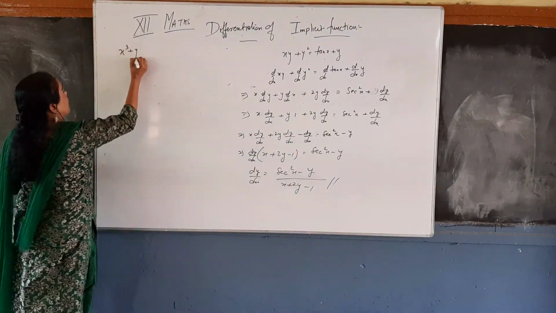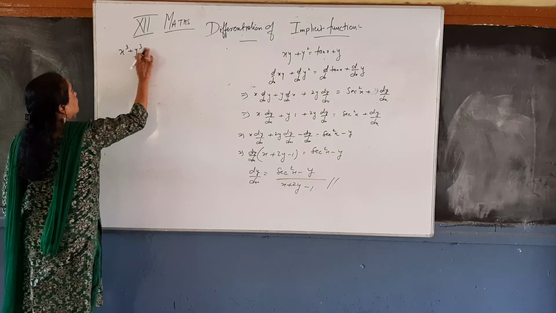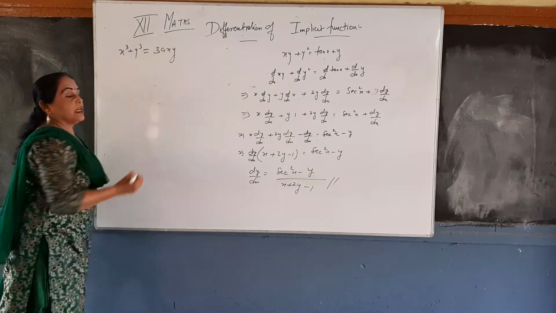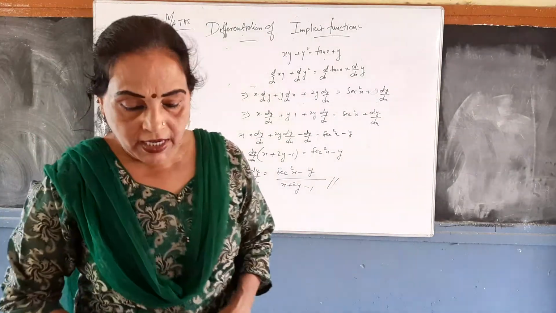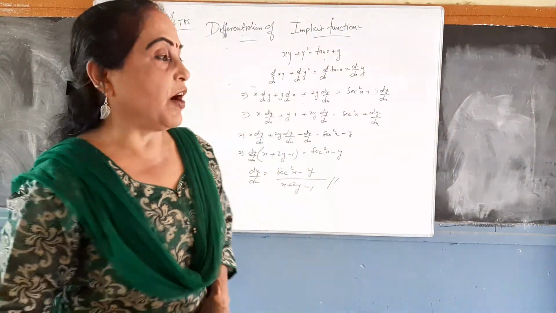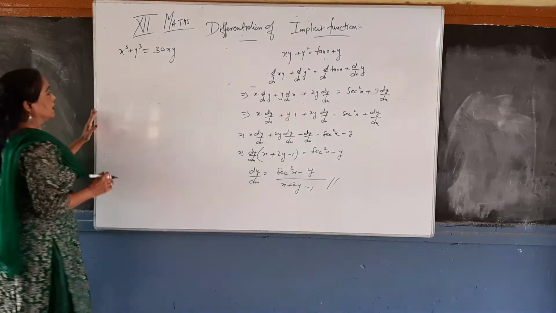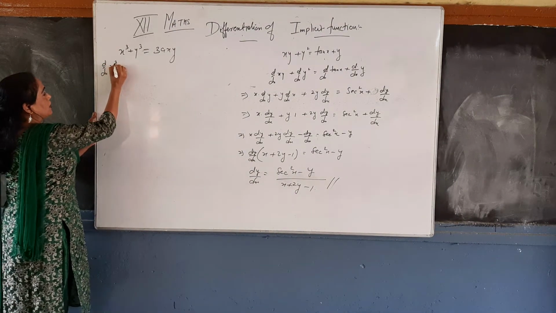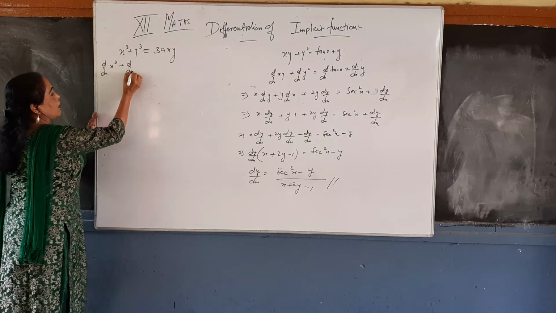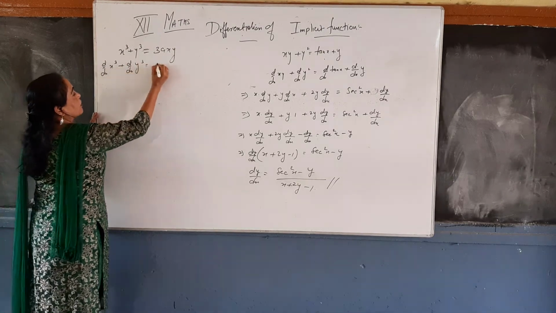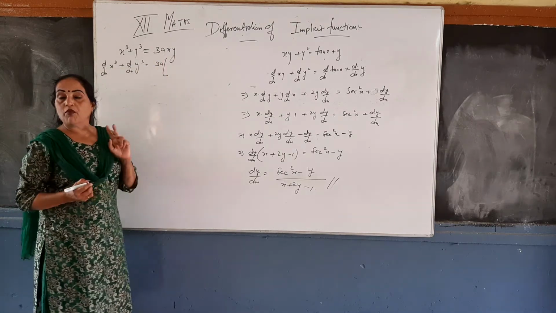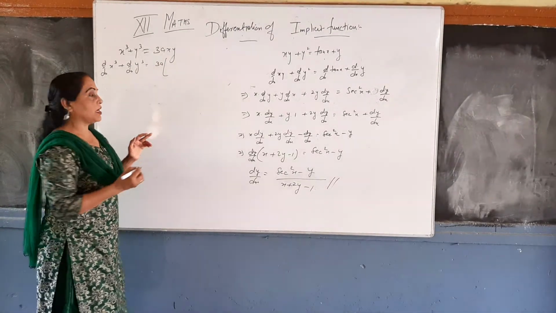x cube plus y cube equal to 3axy. Now again differentiate here. So it will be d by dx of x cube plus d by dx of y cube equal to 3a, which is a constant, so take it outside, and here the product of two functions is given. So we will use the product formula.